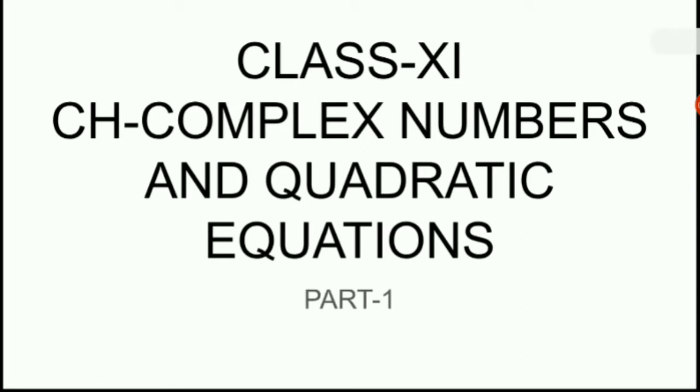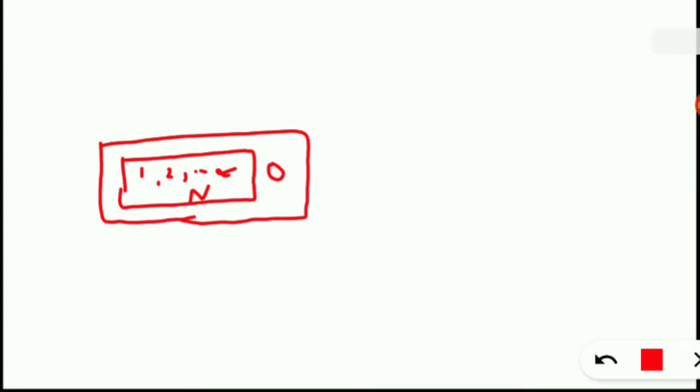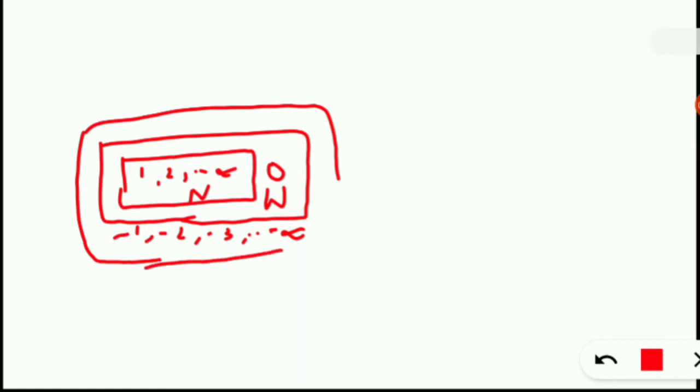Now see the basic concept of numbers. Listen students, if we write plus 1, plus 2, up to plus infinity, then these numbers are called natural numbers, and natural numbers are denoted by capital N. After that, if we include 0 with these numbers, then these are called whole numbers, and whole numbers are denoted by capital W. After that, if we take the negative numbers also, that means minus 1, minus 2, minus 3 up to minus infinity, then these numbers are called integers, and integers are denoted by capital Z or capital I.